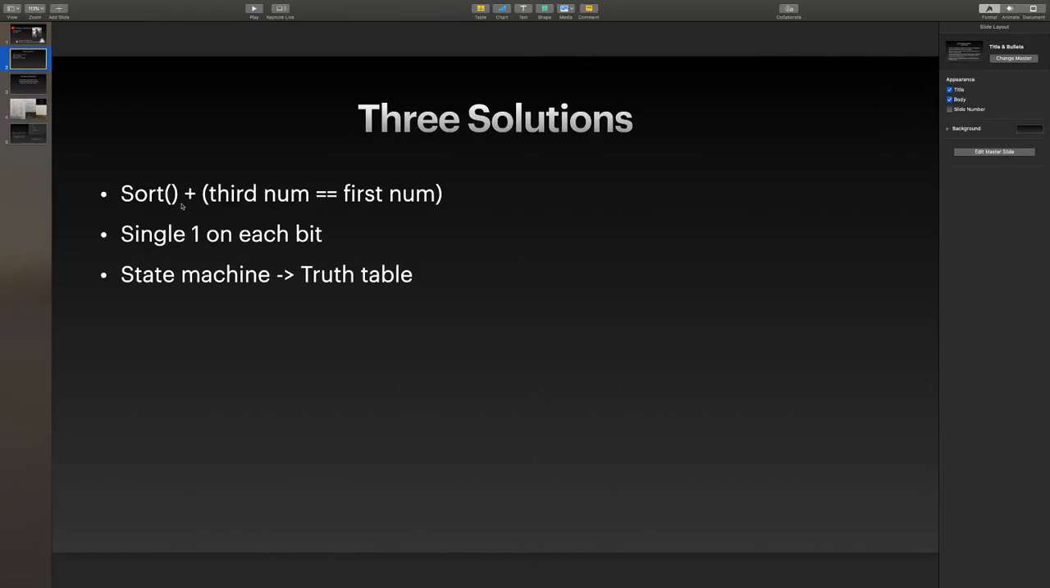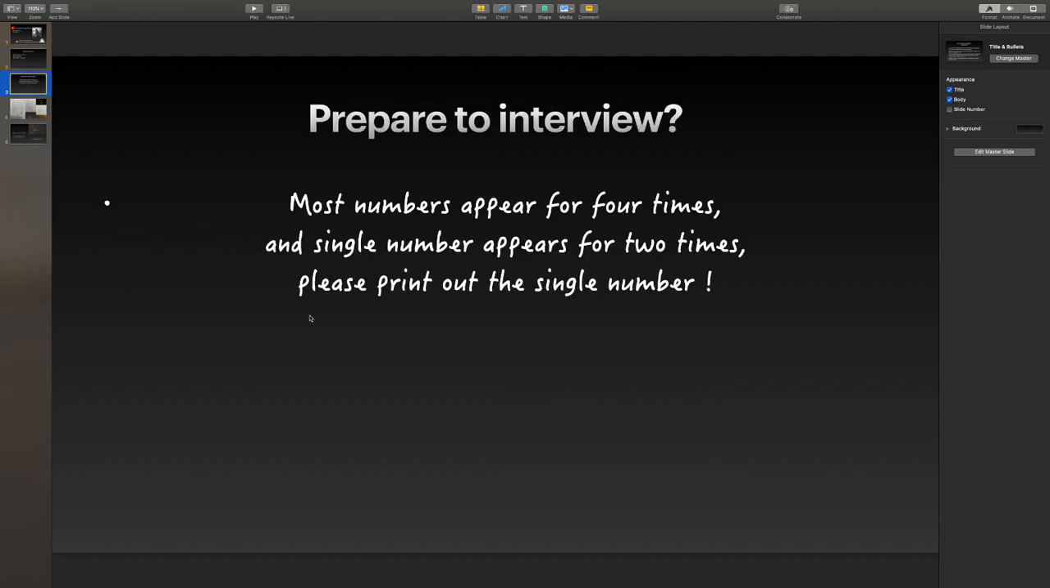The first idea is to use the sort function, put the numbers into groups, and test whether the first number equals the third number. If yes, it is not a single number. If not, it is a single number. And the second idea is similar to the first one, but it manipulates each bit. And the third one is to take the state machine, and the solution is very worthy for you to understand.